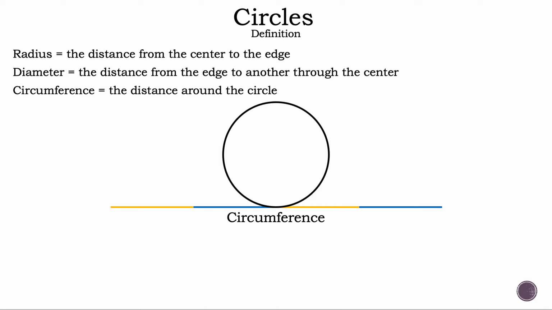So in this case, the circle has a perimeter, but there's a special word for it, which I've already said, and that is circumference. So the circumference is the distance around the circle.